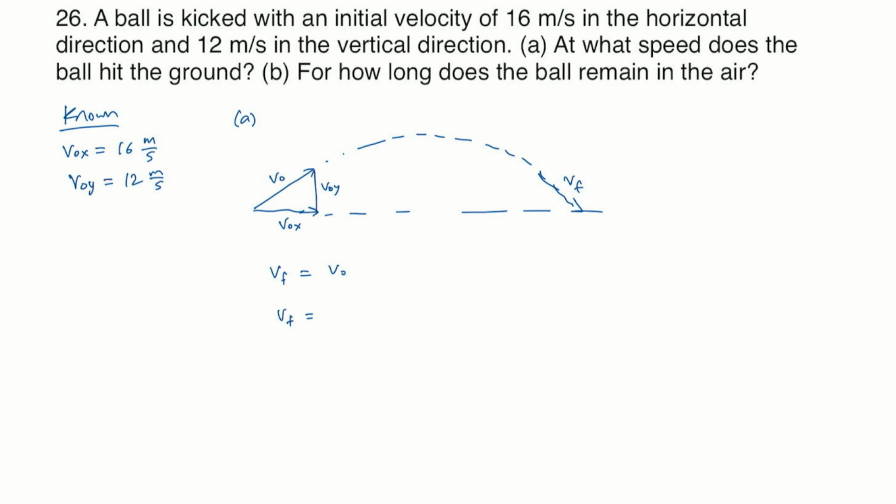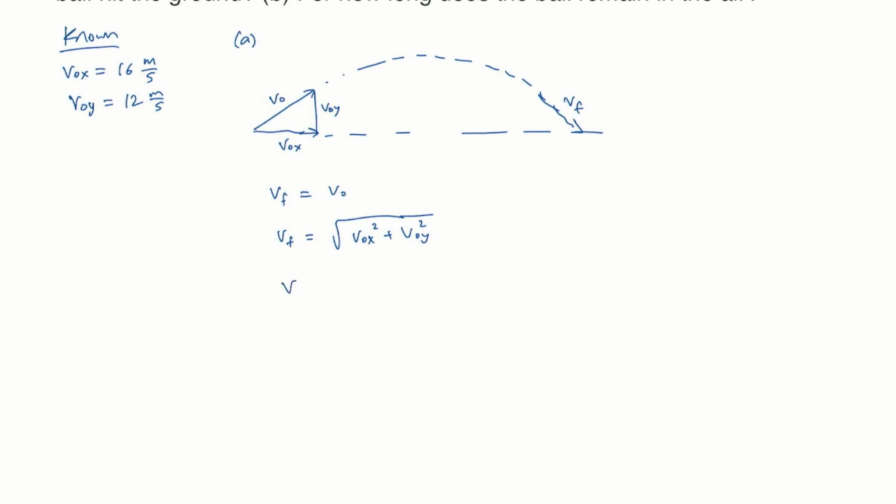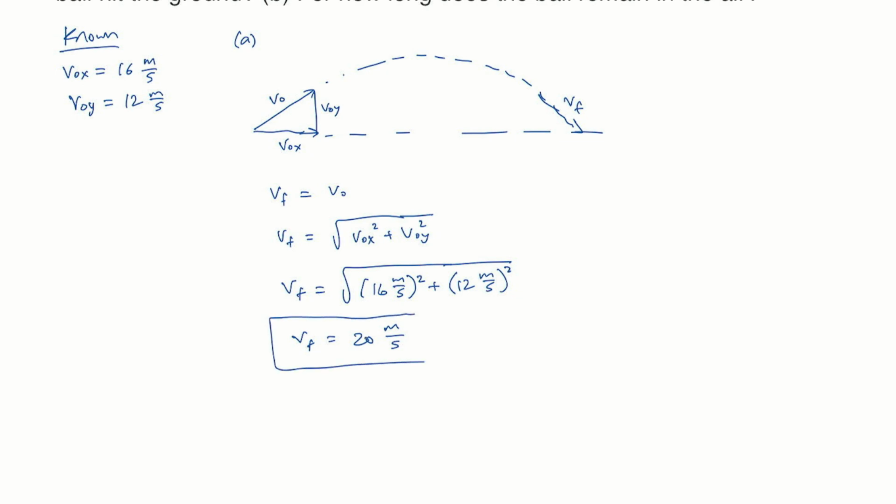And so vf is equal to the square root of v naught x squared plus v naught y squared, because that's what v naught is equal to. And so vf is the square root of 16 meters per second squared plus 12 meters per second squared. I did that calculation and I got 20 meters per second. So that is the speed it goes off with initially, and it's the same speed that it lands with.